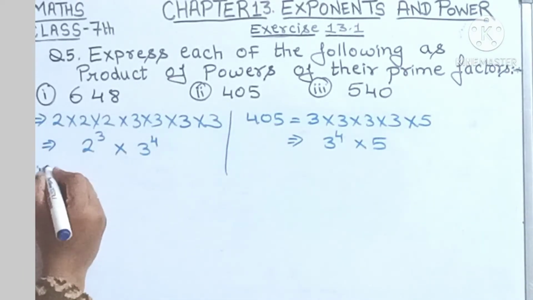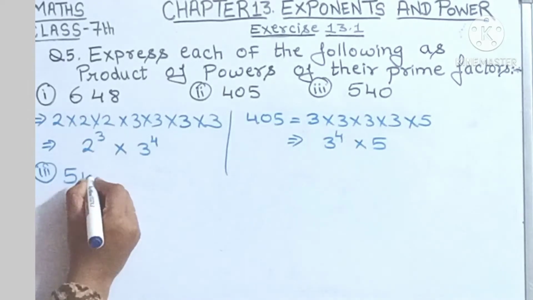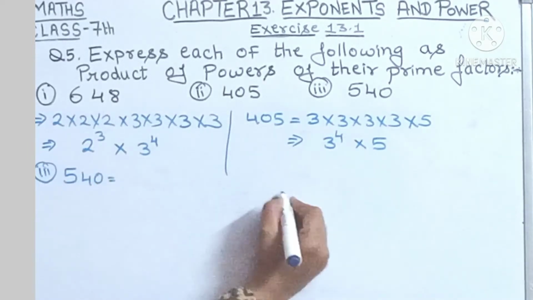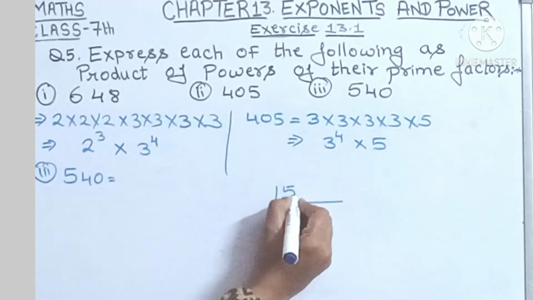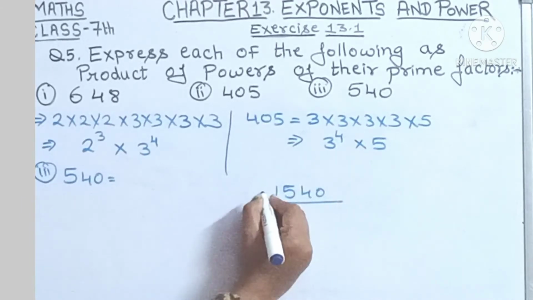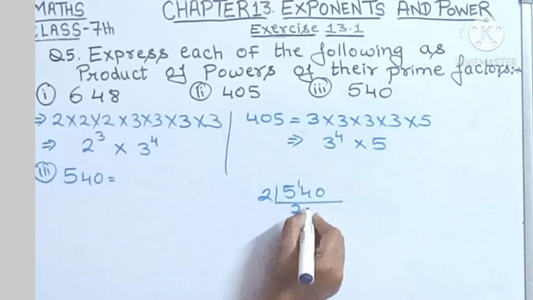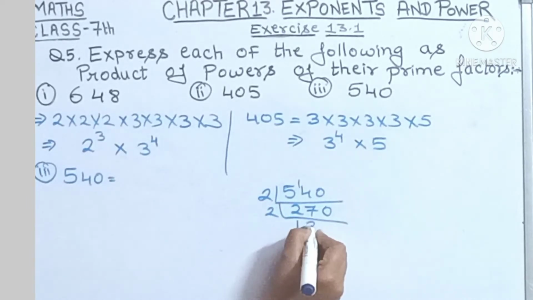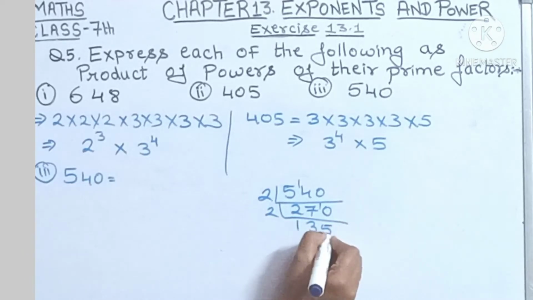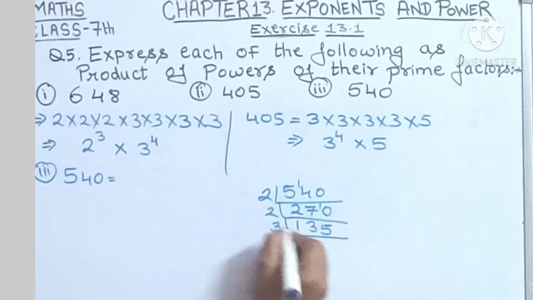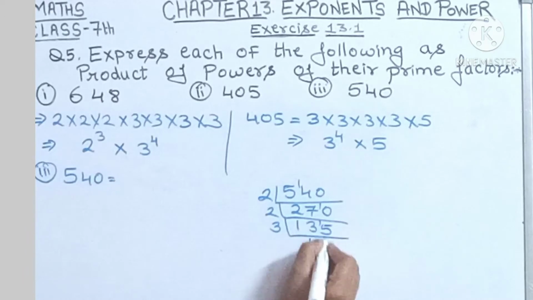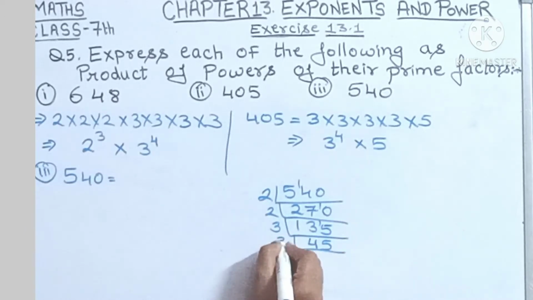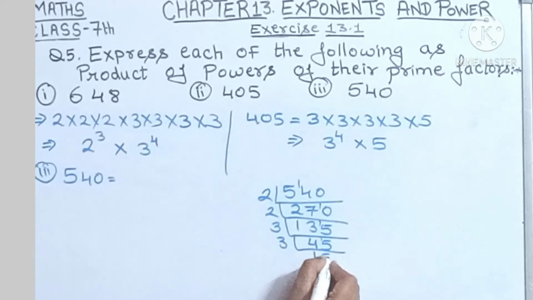Now the third one is 540. First let us find the prime factorization of 540. 2 2s are 4, carry 1, 2 7s are 14 and 0. 2 1s are 2, 2 3s are 6, carry 1, 2 5s are 10. 3 4s are 12, carry 1, 3 5s are 15. 3 1s are 3, carry 1, 3 5s are 15. Again 3 5s are 15 and 5 1s are 5.